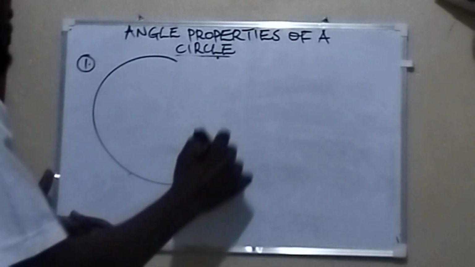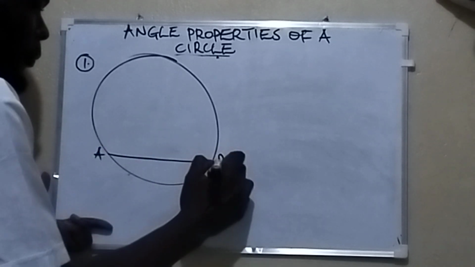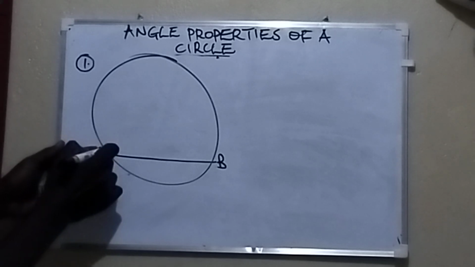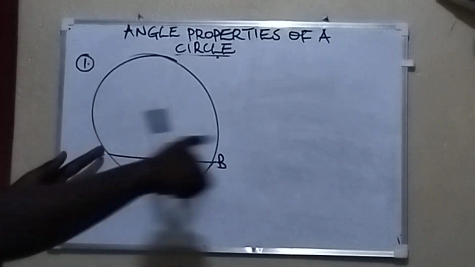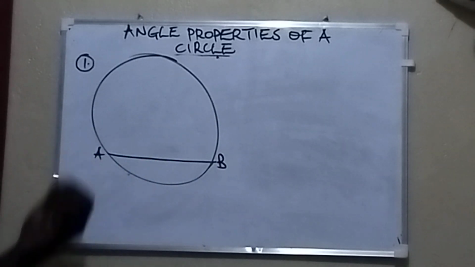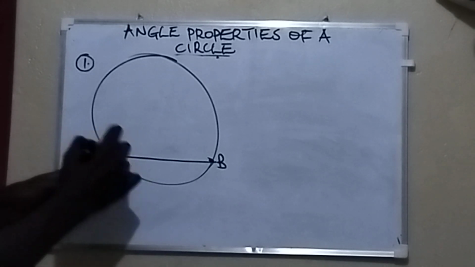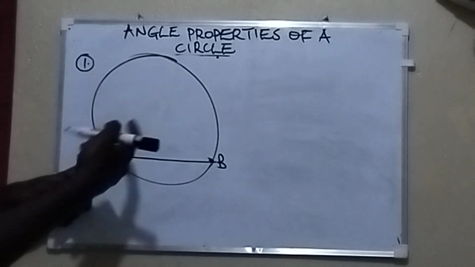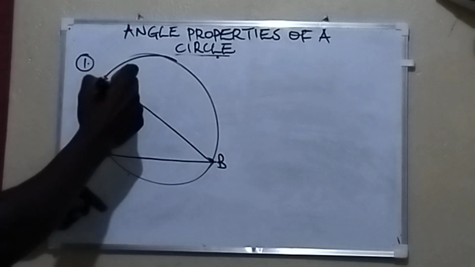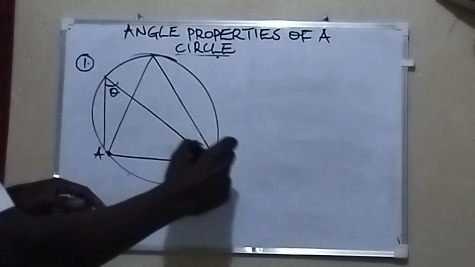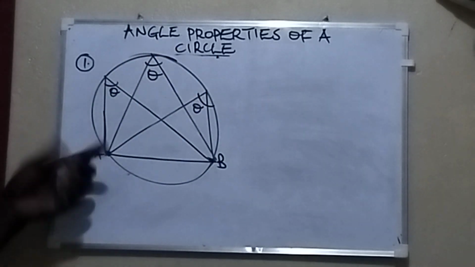If you have a circle, then you have this chord AB or arc AB. Arc will move along the circumference. Then chord is just a straight line joining any 2 points in the circumference. So if we subtend an angle from this chord or from this arc to the circumference like that, all those angles will be the same.